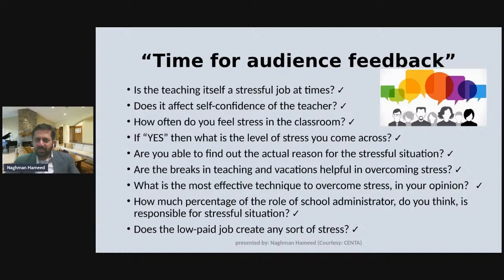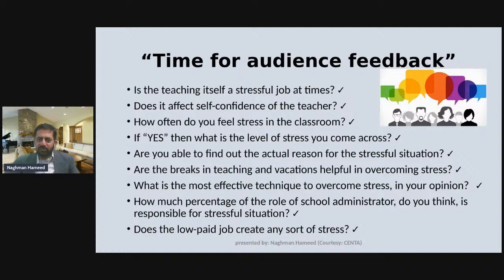Are the breaks in teaching, okay, this is something different. Are the breaks in teaching and vacations helpful in overcoming stress? When you get a summer vacation break, I have just got my 2 months break and that's over now. So that proved to be very helpful for me as far as my mental condition is concerned. I took a lot of rest, and yes, it does. Do you agree? Okay, most of you agree. That's right.